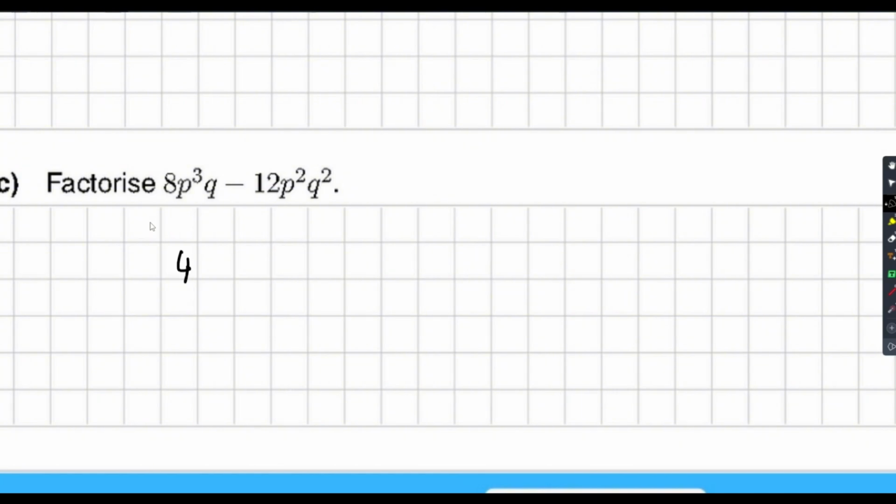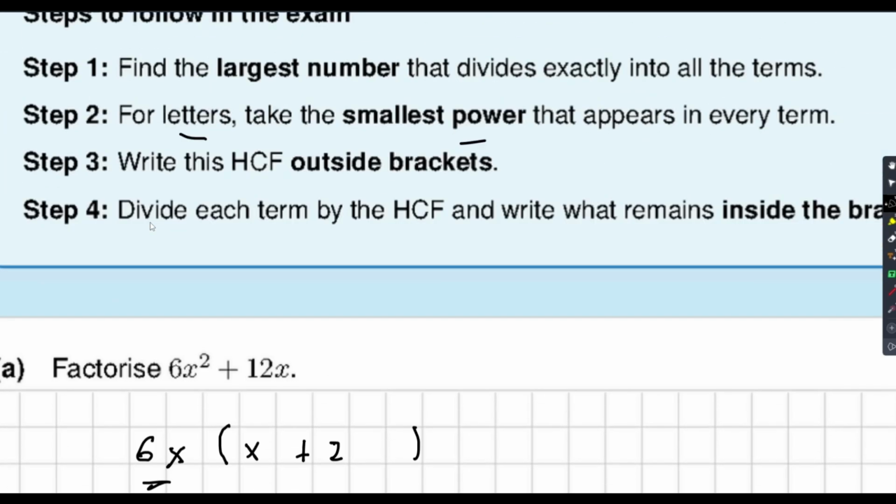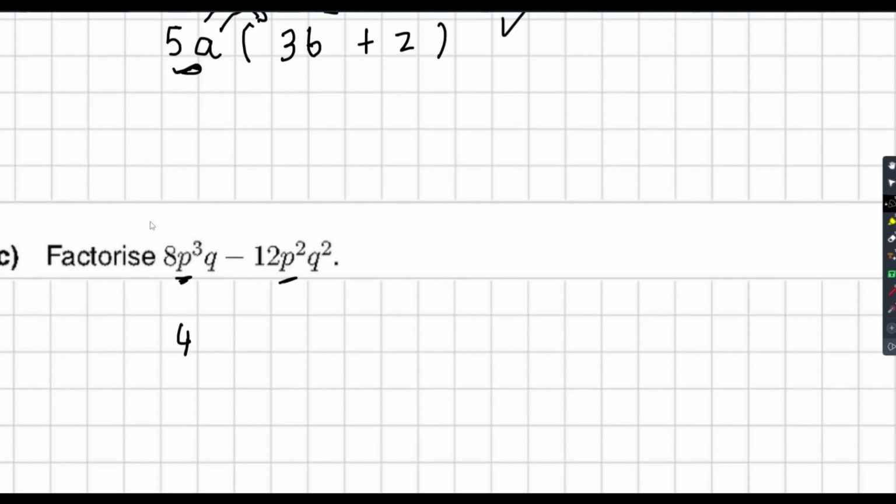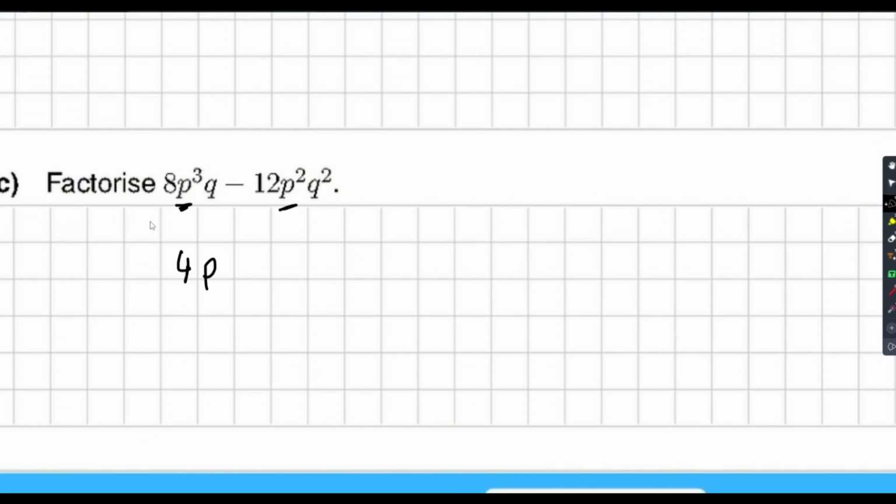Okay, now we look at the letters. So let's start with P. We have a P to the power 3 here and a P to the power 2 here, P squared. So what do we do with the letters? We take the lowest power of the letter. So we take the smallest power. So we're not going to take out P to the 3, we take out P squared. Okay, so that's the P's dealt with.